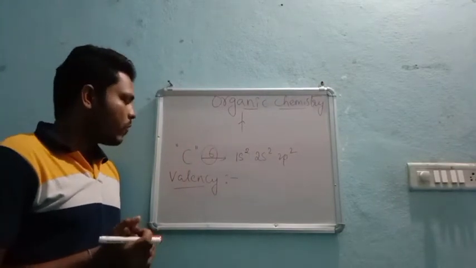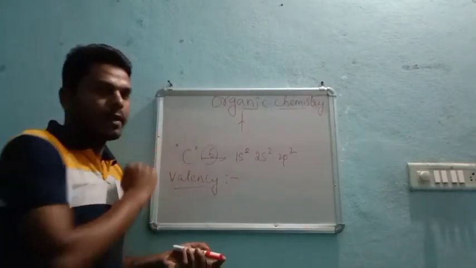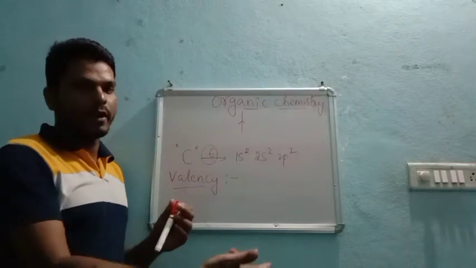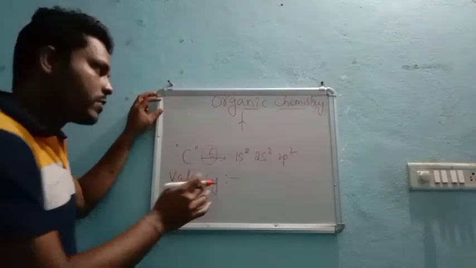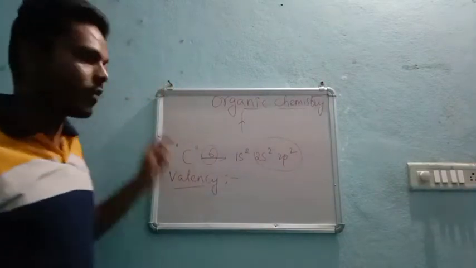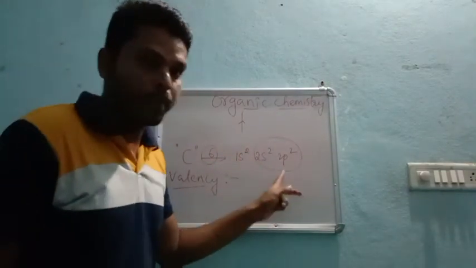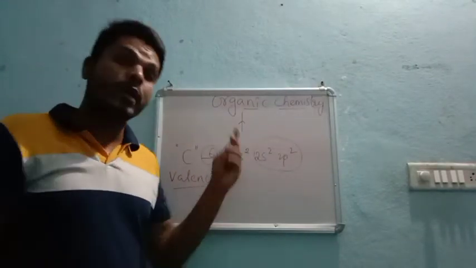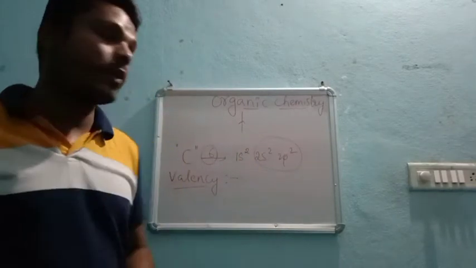Now, what is valency, and what is the valency of carbon? Valency means the ability to form a bond. Or else you can say, the number of electrons present in the valence shell is called valency. The valence shell is nothing but the outermost shell. That's why those third, fourth or fifth class videos are very important. Please go through them once again.